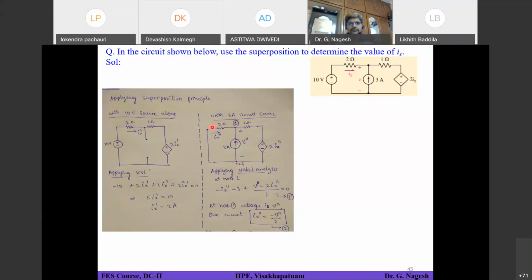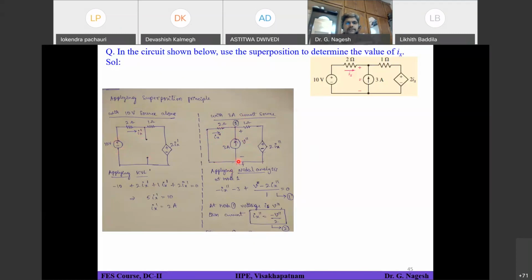To avoid confusion, I have simply replaced this Ix dash with Ix double dash. So when I see Ix double dash, I will have a clear picture. This is coming because of the current source in the present study. I will understand Ix double dash corresponds to the 3 amperes current source, and Ix dash corresponds to the 10 volt source. That is for my understanding only.